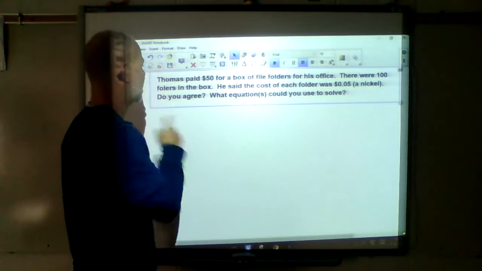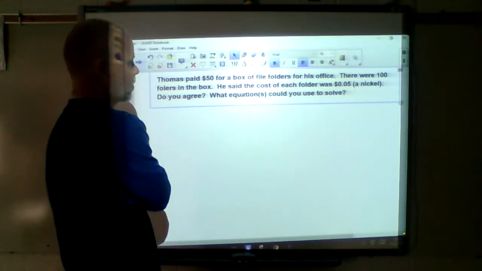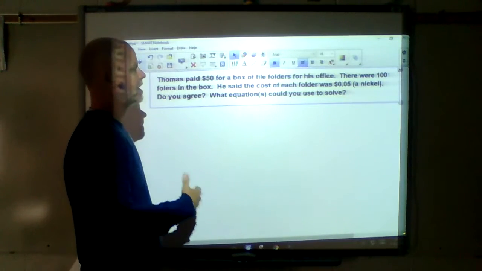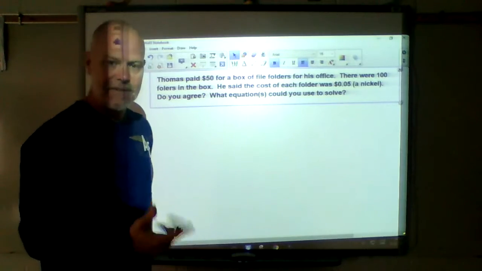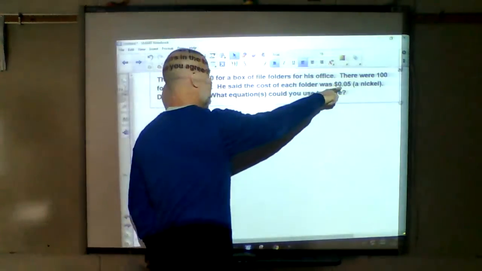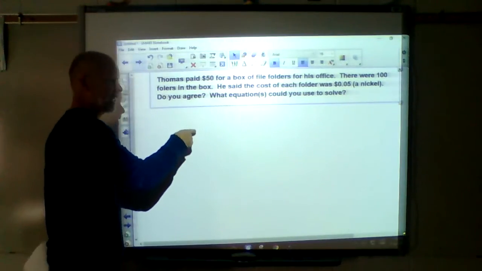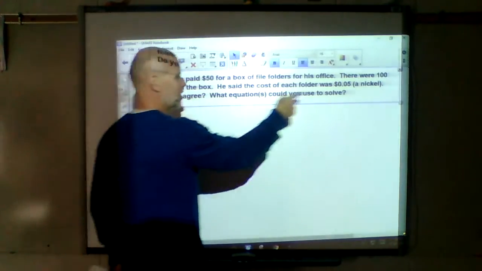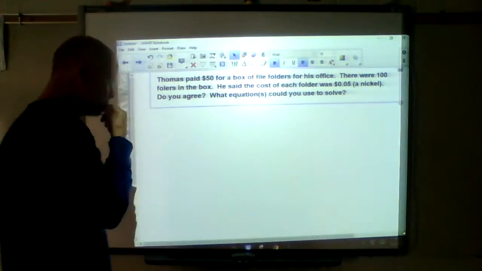Next one. Thomas paid $50 for a box of file folders for his office. There were 100 folders in the box. He said the cost of each folder was 5 cents, or a nickel, 5 cents. Do you agree that the cost of each folder is 5 cents? What equations could you use to solve?